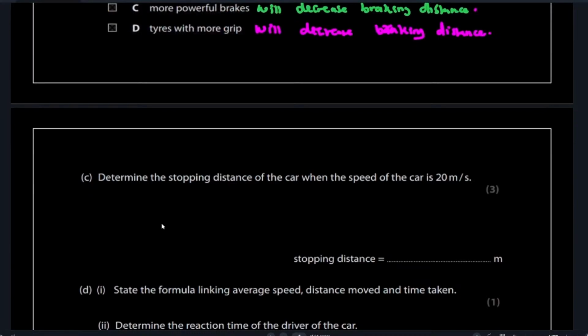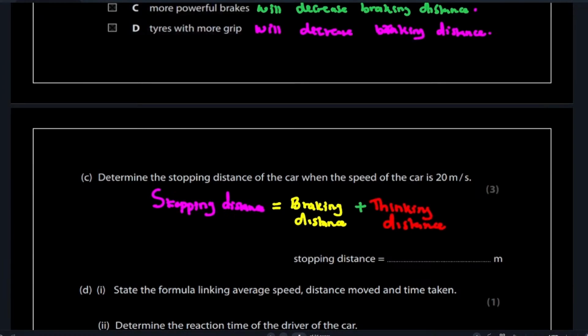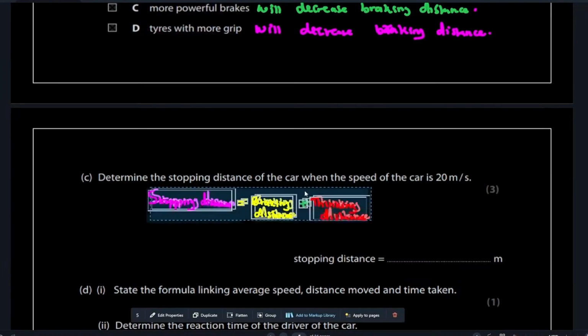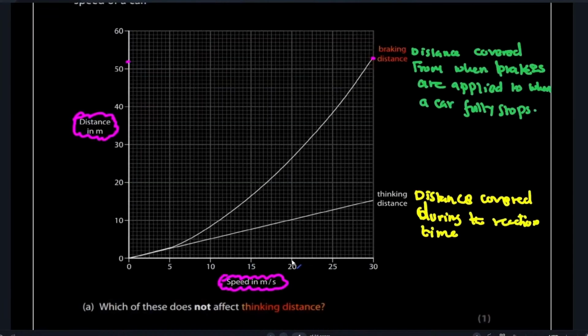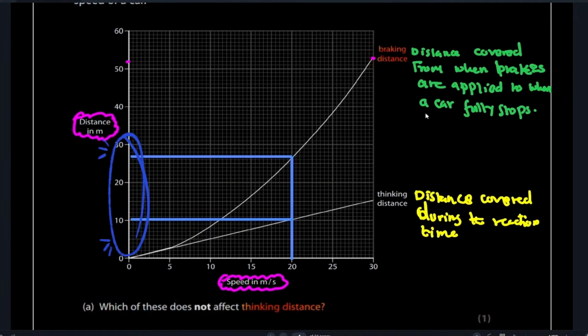Determine the stopping distance of the car when the speed of the car is 20 meters per second. So stopping distance is actually braking distance plus the thinking distance in that case. So we are going to go straight to the graph, and then we try to identify at 20 meters per second. We read the thinking distance and also braking distance.